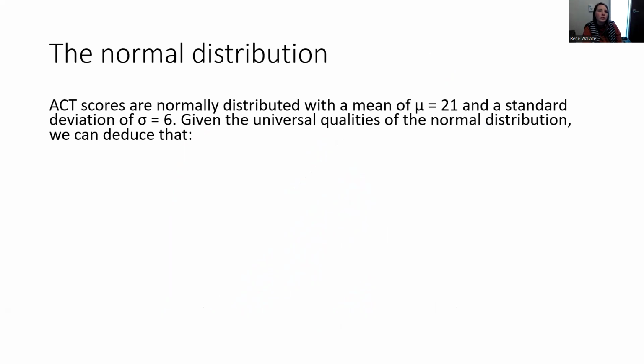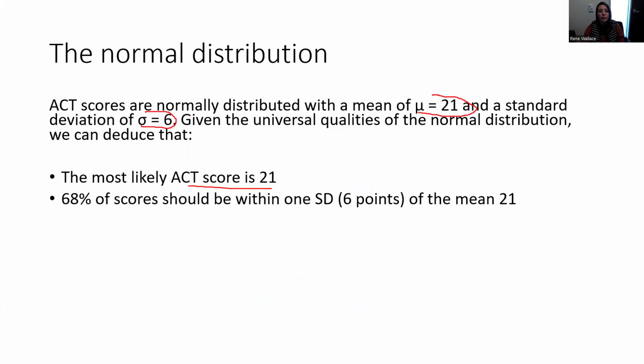So for a normal distribution, ACT scores are an easy one to give as an example. ACT scores are normally distributed with a mean of mu equals 21 and a standard deviation of sigma equals 6. Given the universal qualities of the normal distribution, we could deduce that the most likely ACT score is 21. We could say that 68% of scores should be within one standard deviation of the mean, so that's 6 points. And that means that our lower limit should be 21 minus 6 equals 15, and the upper limit should be 21 plus 6 equals 27.